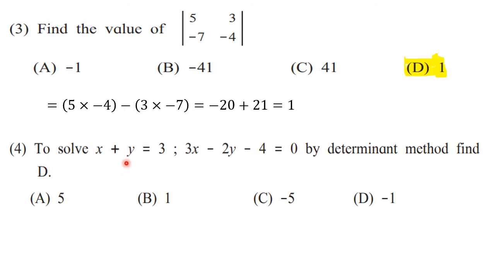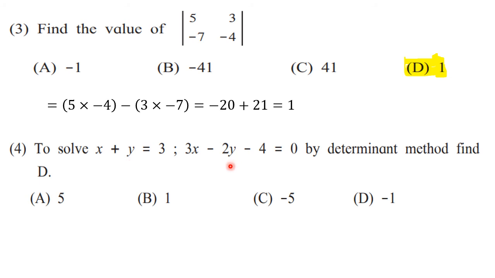To solve x plus y is equal to 3 and 3x minus 2y minus 4 is equal to 0, by determinant method find D. So again it is on the determinant method, that means Cramer's rule here, and you have to find out D. So you need to write down determinant D. And for writing determinant D, you know that the equations you need to write down in the form of ax plus by is equal to c. So this is in the same form. Here you can shift this minus 4 this side, it will become plus. But for writing D, we want the coefficients of x and y to be written.